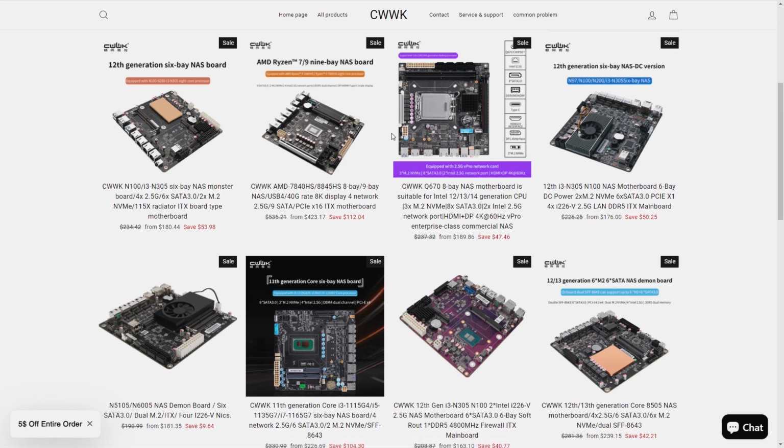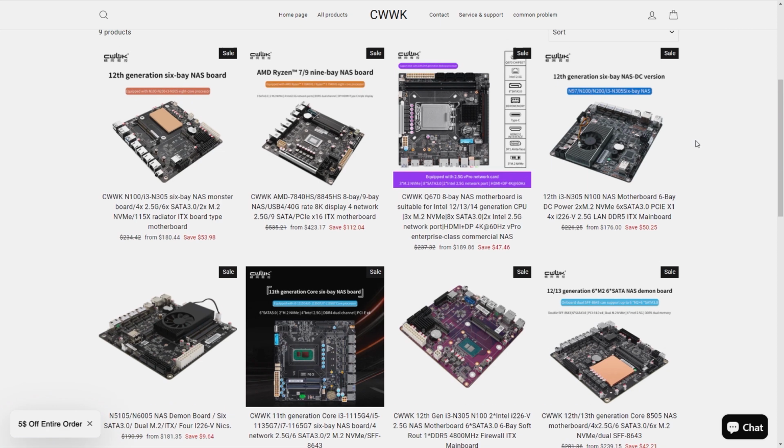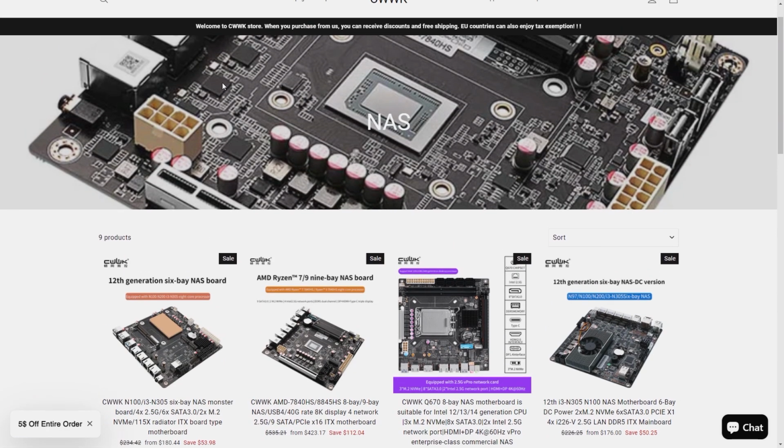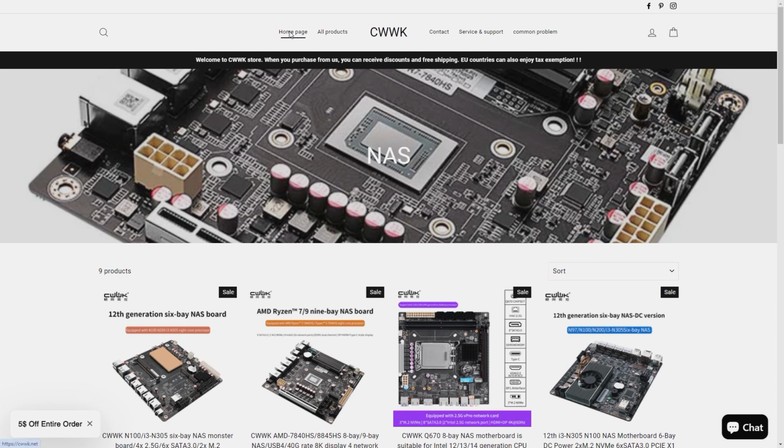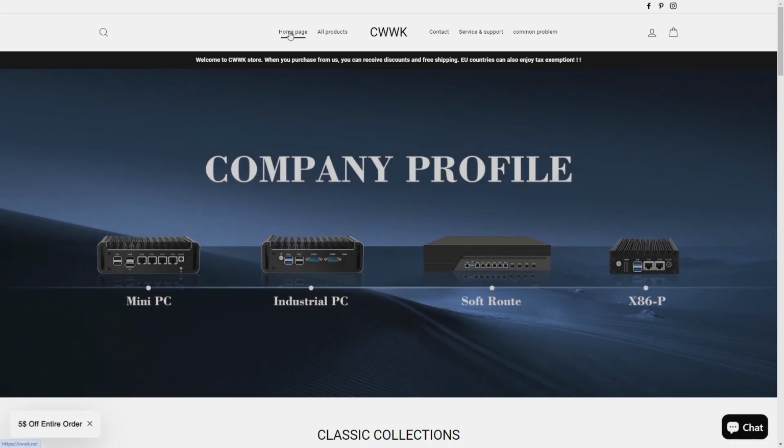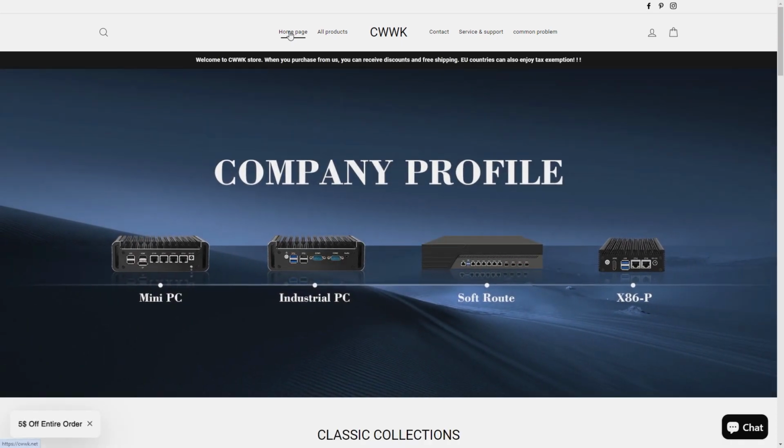And the board I got here seems good. It's a laptop kind of platform, but it's good, okay? Anyway, that's all I wanted to say. I trust these guys so far. There's the homepage again. CWWK. I don't know if they make it and Topton sells them also, or if Topton makes it and they sell it also. But the Topton boards and these boards are the same.